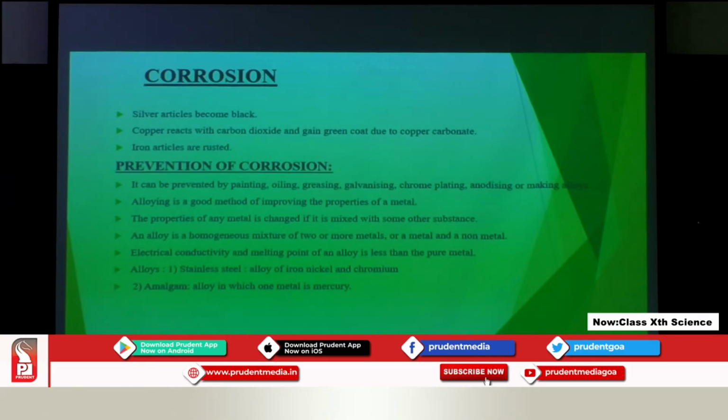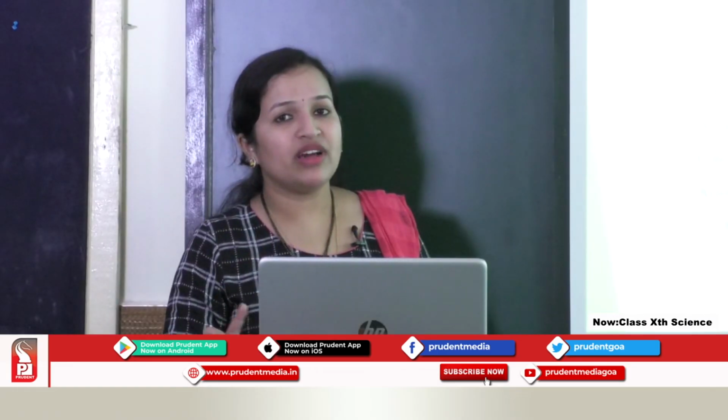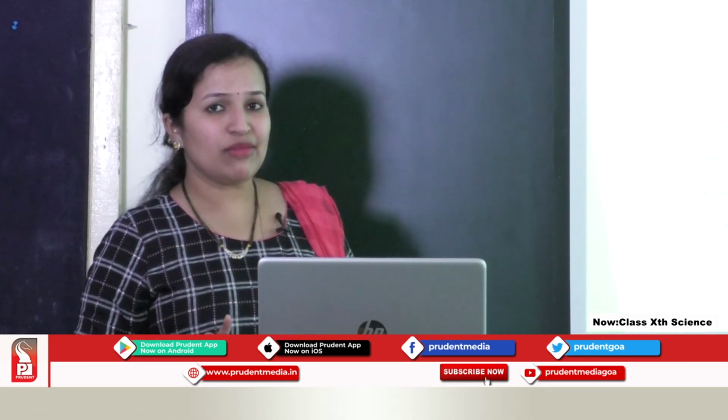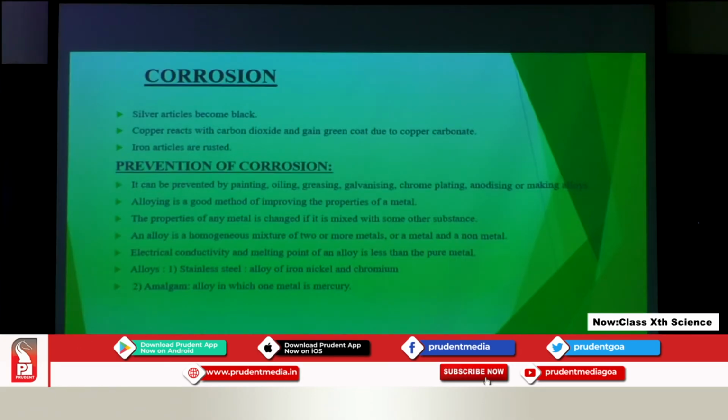Now, it is seen here silver articles are becoming black in color. So, how do they become black? Silver combines with sulfur and we get the formation of silver sulfide, which is black in color. When the copper utensil reacts, we all know in our surroundings carbon dioxide gas is present, plus oxygen also is present. When copper reacts with oxygen it forms a black coating, but when the same copper reacts with carbon dioxide a green coat is formed.